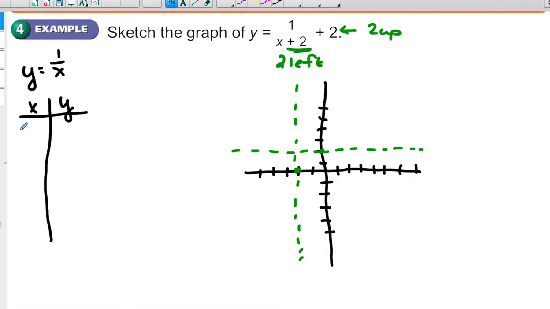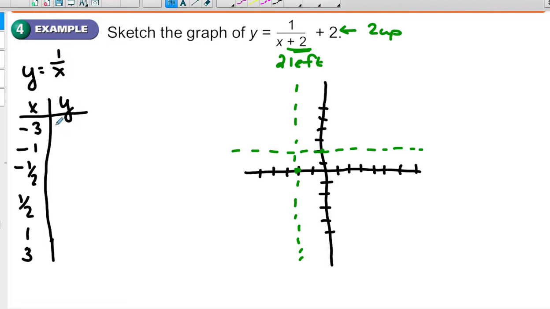So I'm going to go with -3, -1, and -1/2. This one I'm going to do 1/2, 1, and 3, just to kind of get a broader picture of what's going on. Okay, so now plugging those in.